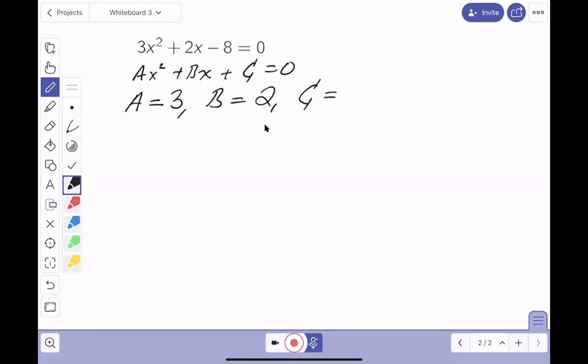No, we're not trying to trick you. It's actually -8. Now, why is that? These are written as addition problems, so it's going to be plus -8. Okay. Then what do I put down? The quadratic formula. What does the quadratic formula say?